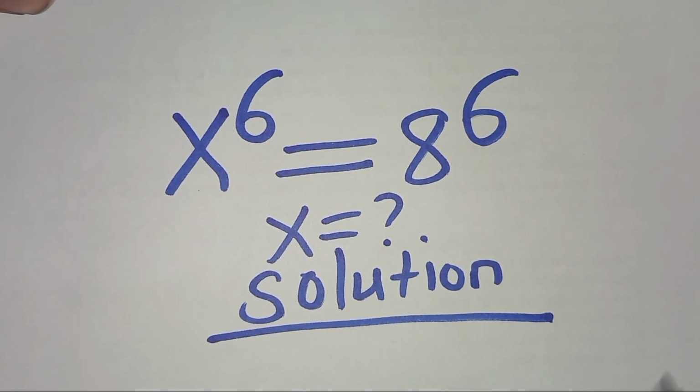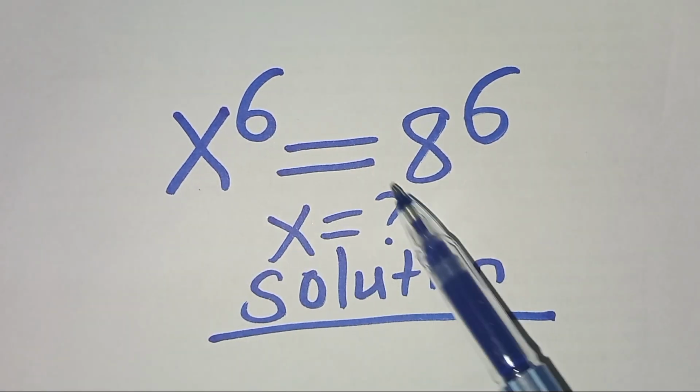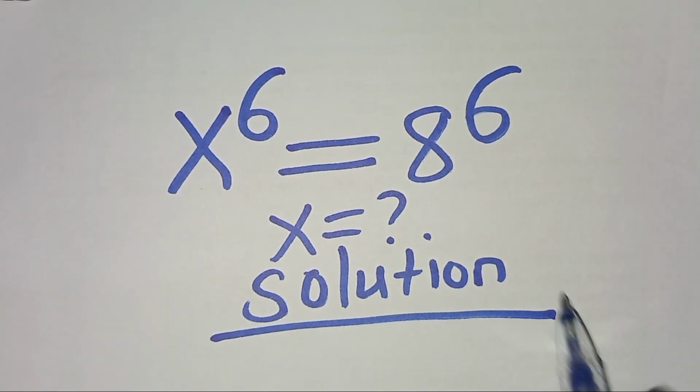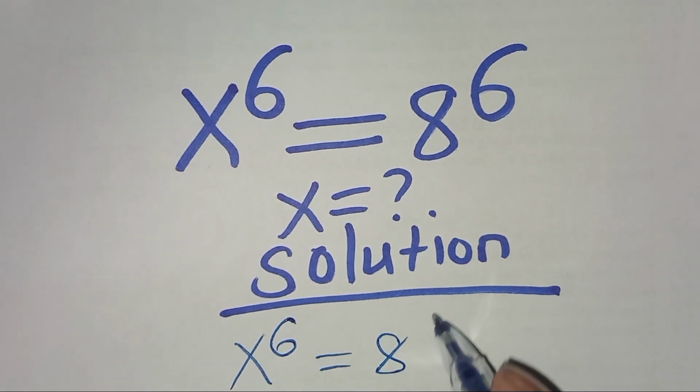You're welcome to provide a solution given this nice exponential equation, which is x to the power 6 equal to 8 to the power 6. So what are the values of x? Now, solution from here, we have that x to the power 6 is equal to 8 to the power 6.